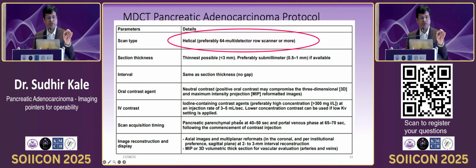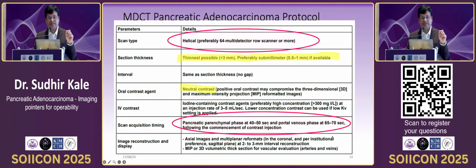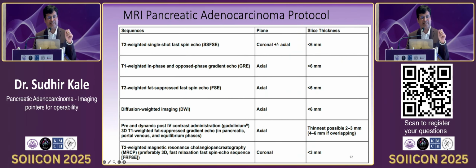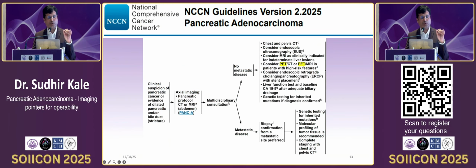So helical CT, 64 slice or more, with the thinnest possible slices, less than 3 mm, and preferably sub-millimeter, 0.5 to 1 mm, and neutral oral contrast to be used. The pancreatic parenchymal phase, please remember this, at 40 to 50 seconds, and the portal venous phase at 65 to 70 seconds is recommended. As far as MRI, regular T1, T2 and diffusion are key. Try to have a good diffusion weighted imaging, plus always add MRCP to your protocols, irrespective of whether they ask for it or not.